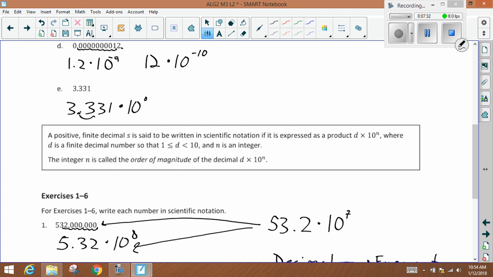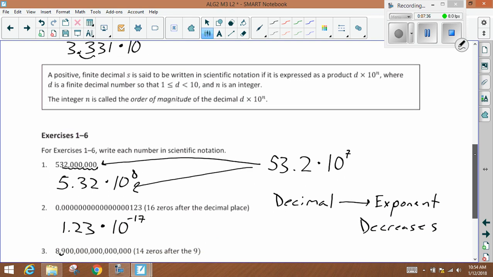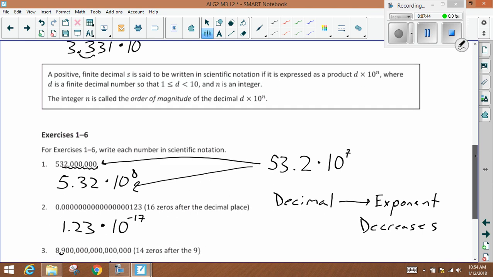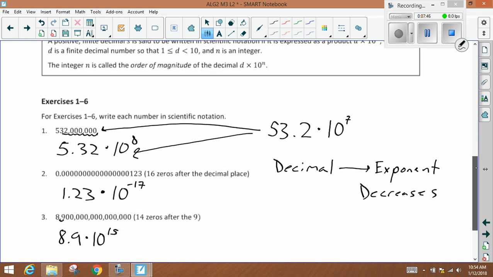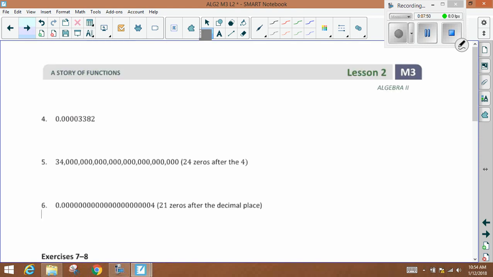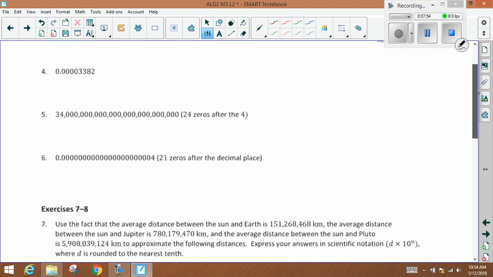So you could just look at it if you're going to make a rule. If you move it to the right, it's going to either become more positive or make it negative, depending on whether it's positive or negative. Okay. Moving on. I don't think we need to do a bunch more of these.